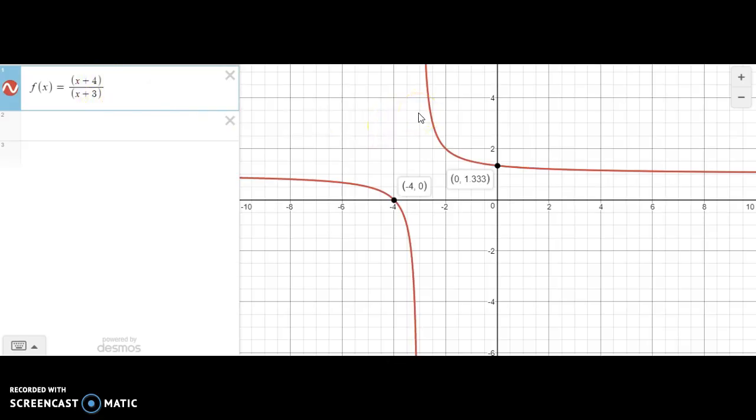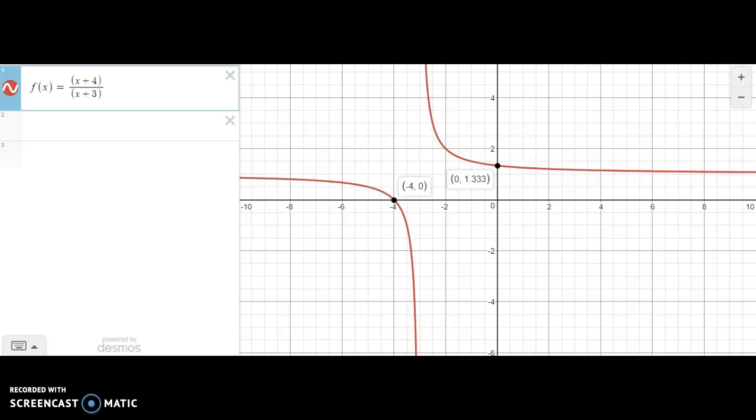Then you'll find your domain. So it starts at negative infinity and then goes to -3. And then it goes from -3 and goes to positive infinity. Then you're going to find your range. And your range starts at negative infinity and then goes to 1. And then it goes from 1 and goes up to positive infinity.